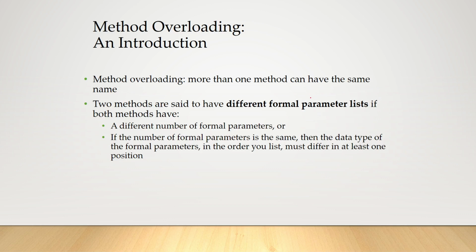Let's go to method overloading. You can overload a method as long as it has a different signature. For method overloading, more than one method can have the same name. Two methods are said to have different formal parameter lists if both methods have a different number of formal parameters. For example, the first method has only one parameter and the other method has two. Then if the number of formal parameters is the same, the data types of the formal parameters, in the order you list them, must differ in at least one position. For example, the first method has an integer parameter, and the second has two parameters, like integer and double.